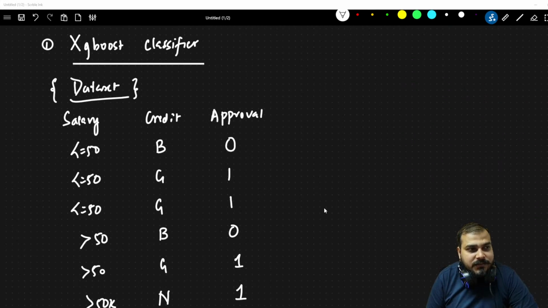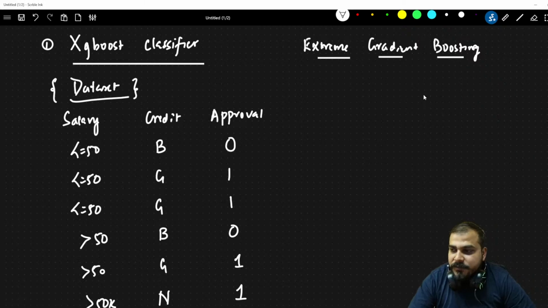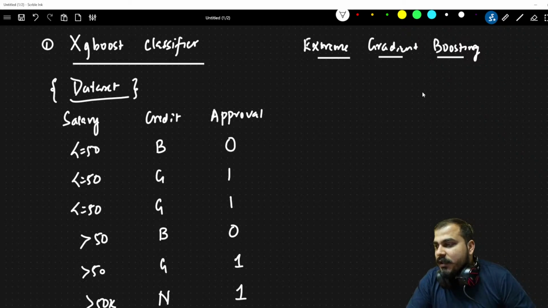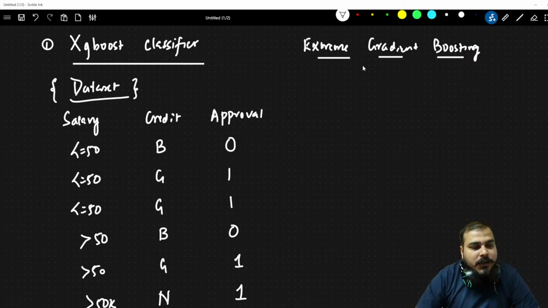So this is my data set. So how does the XGBoost classifier work? Understand that the full form of XGBoost is extreme gradient boosting. So we will understand extreme gradient boosting. Because docs are not available in the community session, don't worry, I will upload it today after the class. Extreme gradient boosting is used to solve both classification and regression problem statements.